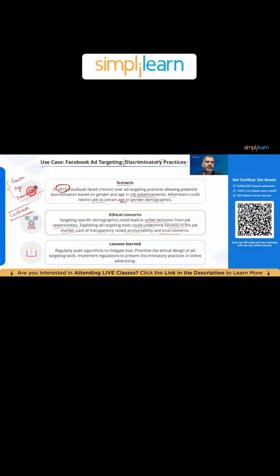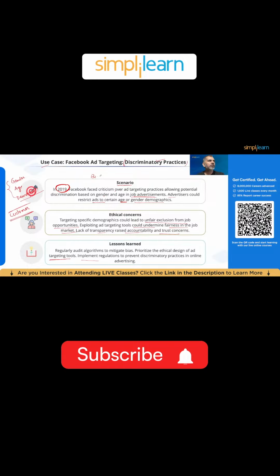And from this, what lesson is being learned? You have to regularly audit algorithms to mitigate the biases. You have to identify how you can make it better, how you can prioritize ethical design for ad targeting tools. Whenever we talk about such filters, these filters should not be very harsh, or they should not be in practice. If you are flowing an ad, it should be flowed to everyone, and everyone should get an equal opportunity to see that ad, guys.